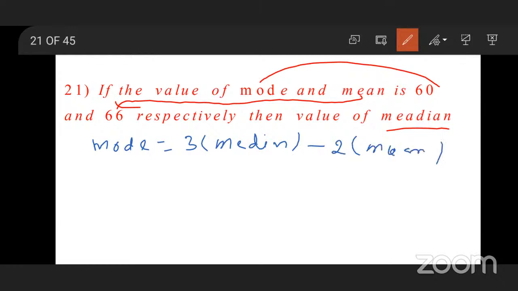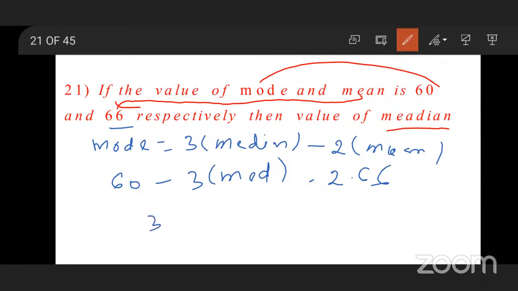Mode is equal to, what is the formula? Mode is equal to 3 median minus 2 mean. What is the mode value? Given mode is equal to 60, 60 is equal to 3 into median, but median is not given. So minus 2 into mean. What is the mean value? Mean value is equal to 66.